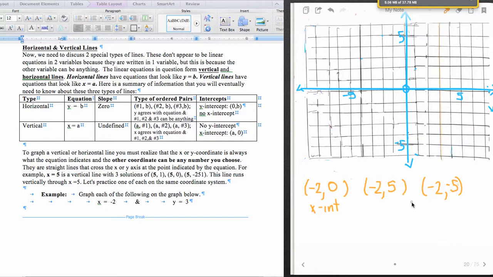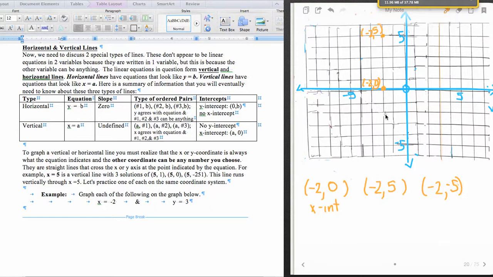And now we'll go ahead and plot these 3 points. So let's start out with our x-intercept here. x equals -2 and y equals 0, not forgetting to label that, of course. And then we'll do our next one. x equals -2 and y equals +5. So right there, just like that.